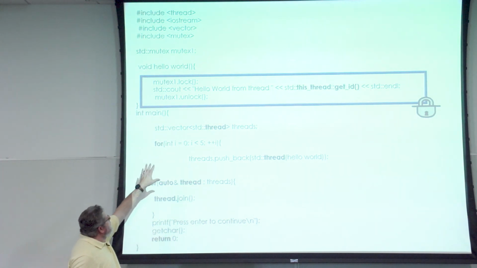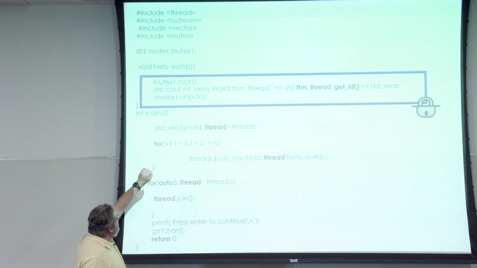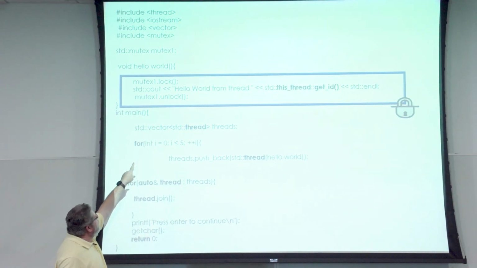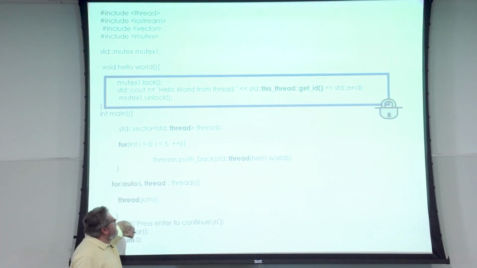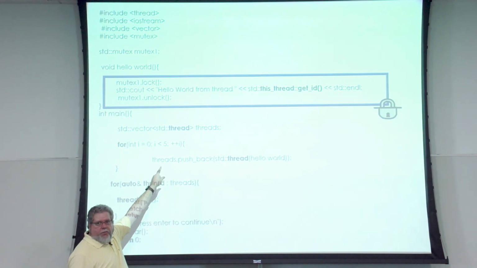So I'm going into a loop. Oh, excuse me, let me step back a second. All right, so going into main. First thing I'm going to do, I'm going to create a vector for threads, so it's for type thread.